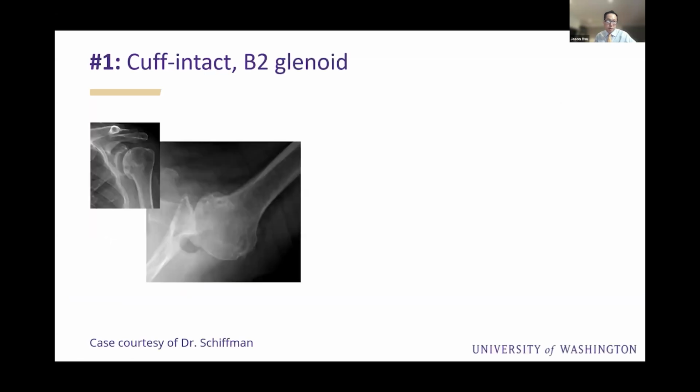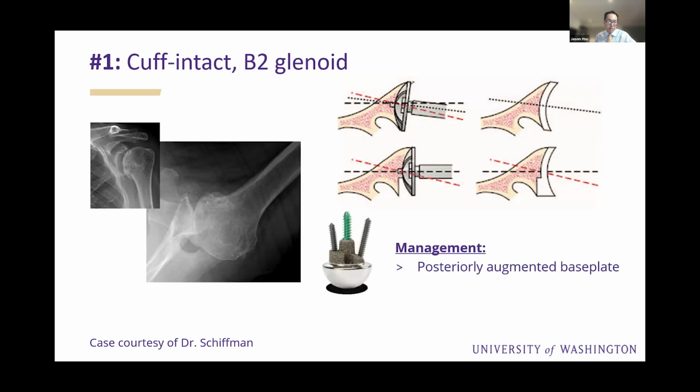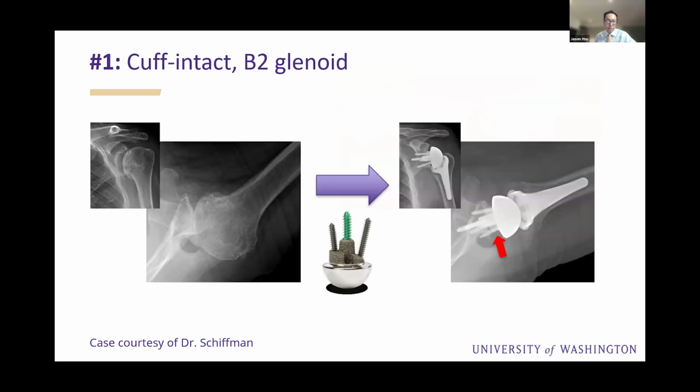But let's go back to this first case here. This is cuff intact arthritis with posterior biconcavity. We had discussed different ways of addressing this, including non-corrective reaming and augments with anatomic arthroplasty. But a very common approach these days is to use a posteriorly augmented reverse base plate, with a posterior augment to make up for the bone loss back there. This was done, and this is a case of Dr. Schiffman's. He did a nice job using the posterior augment to make up for the posterior bone loss, and the patient has done really well with this.